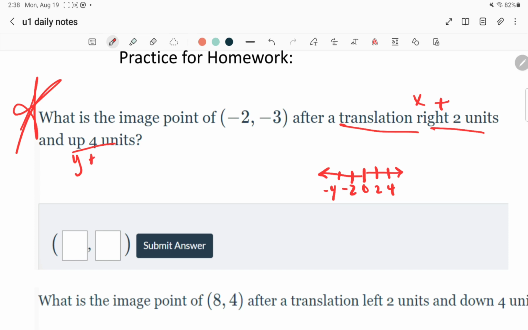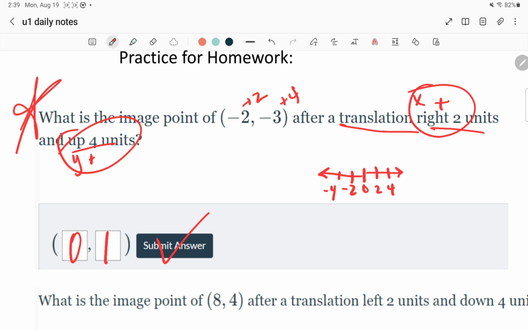So I'm just going to add 2 to my pre-image, and I'm going to add 4. So 2 to the x value because we said the 2 was the x, and up is the y. So I add 4 to the y value. And what I get is negative 2 plus 2 is 0, negative 3 plus 4 is 1. And then just like that, I'd hit submit.